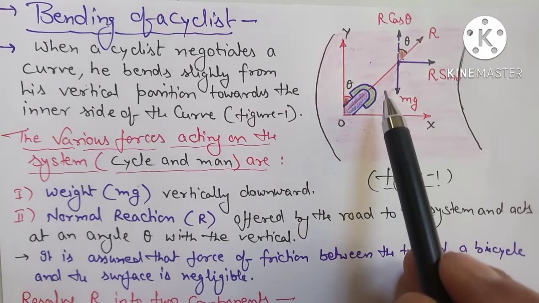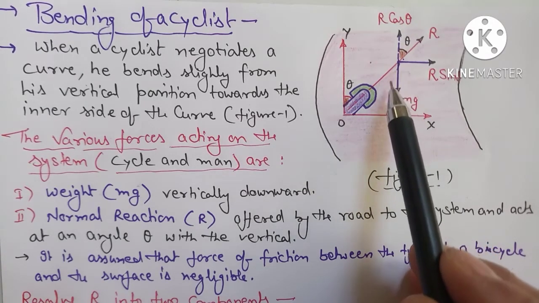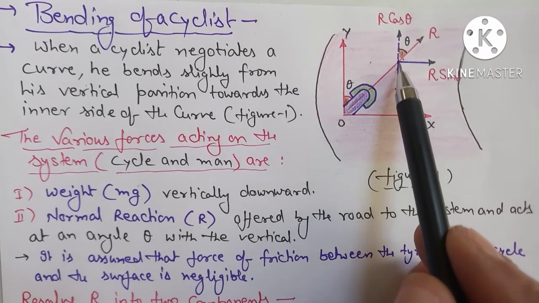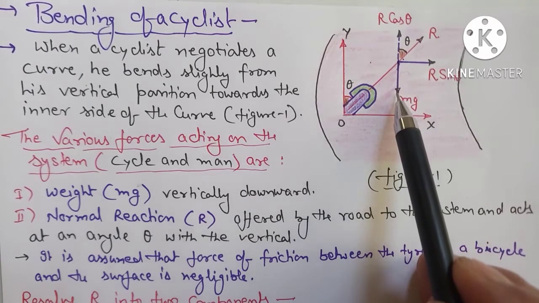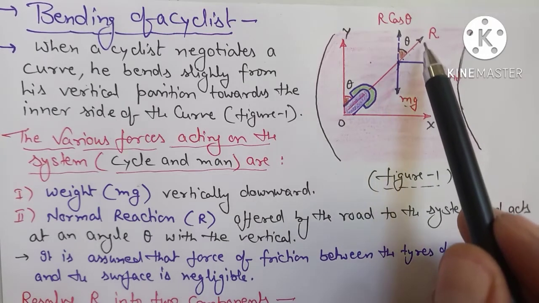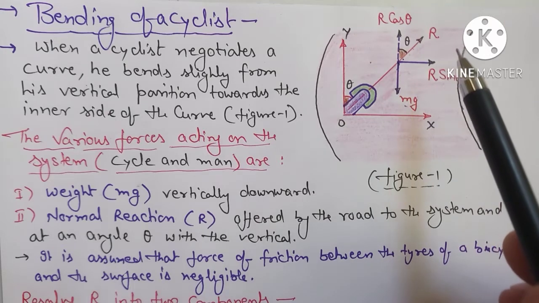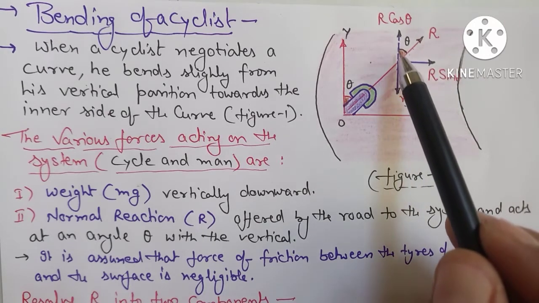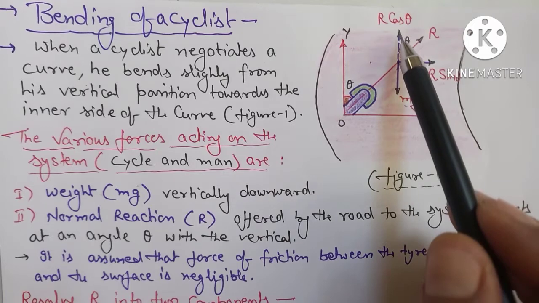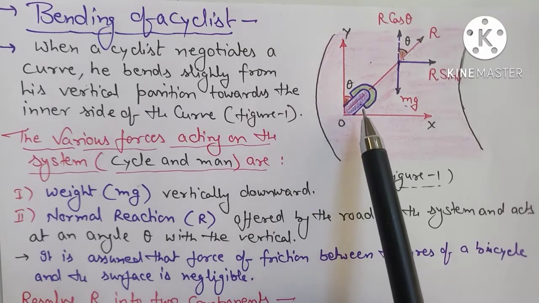So when a cyclist takes a turn, the various forces acting on the cyclist are: first one, due to his weight a force acts downward, that is mg. Second one is the normal reaction offered by the road to the system, at an angle theta with the vertical. Let us assume that the force of friction between the tire of the bicycle and the surface is negligible.